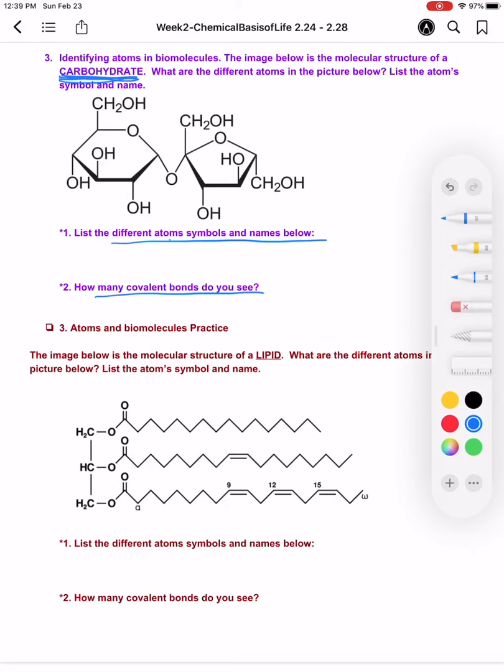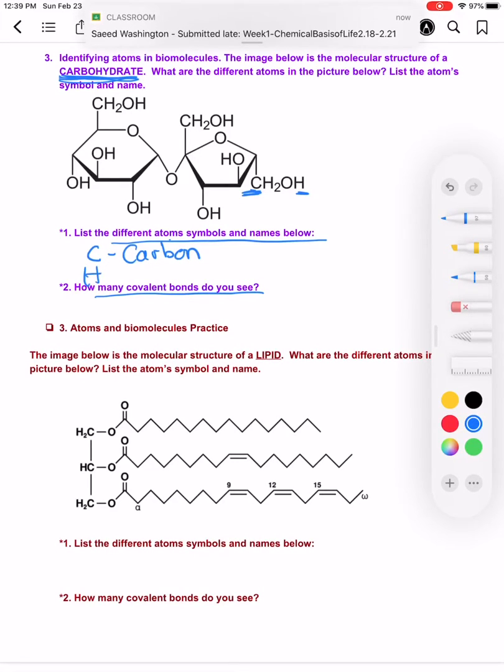But right now, I'm interested in the different atoms, okay? And I can tell that by the letters. So I see a C, okay? So I would write C, and that is carbon. So make sure you're telling me the symbol, that was C, and the name of it. I see C. I also see an H. Okay, remember H is hydrogen.